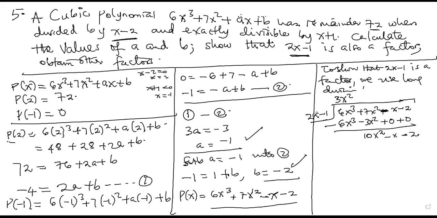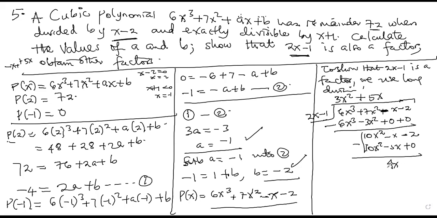10x squared divided by 2x will give you 5x, positive. 5x times 2x, that is 10x squared. 5x times negative 1, that is minus 5x. Here we don't have a component, so it is 0. Subtract that. 10x squared minus 10x squared, that is 0. Minus x minus negative 5x will give you 4x.